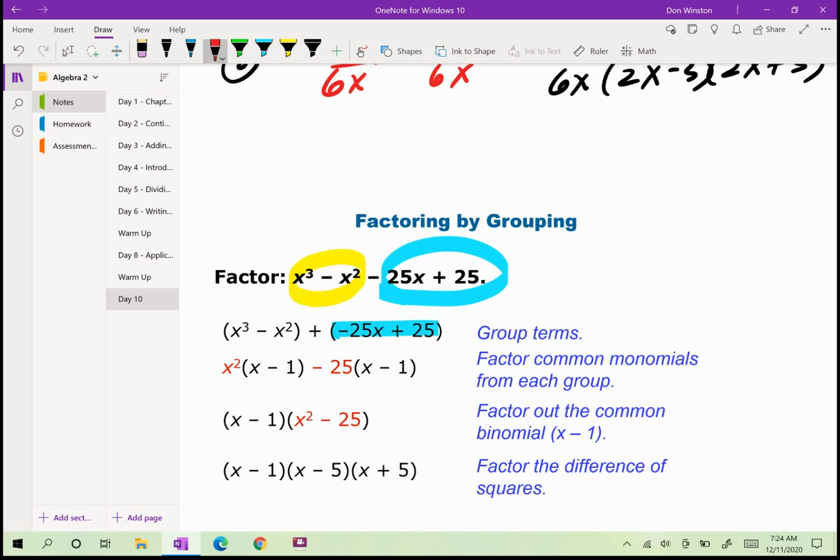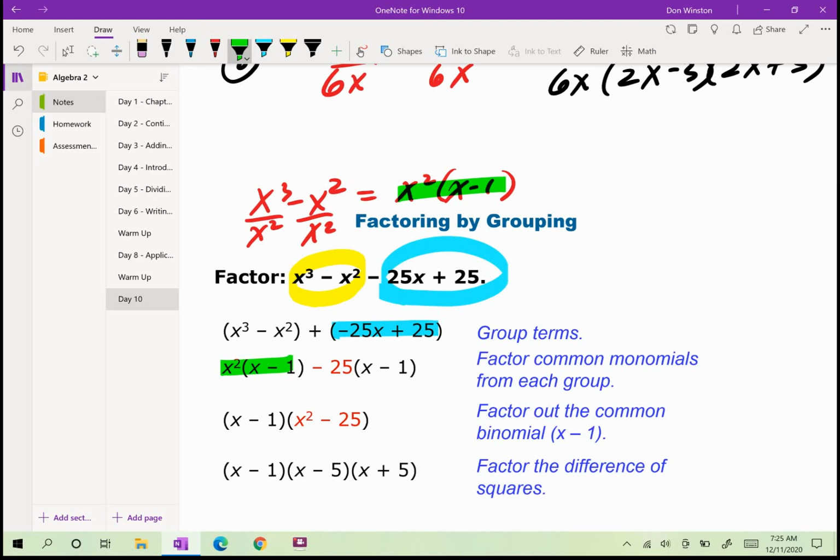So here I have x cubed minus x squared. I want to find the greatest monomial factor, and that's just x squared. So when I factor this, I'll have x squared, and what's left over is x minus 1. So they factored out an x squared and got x squared times x minus 1. So that's that grouping there.